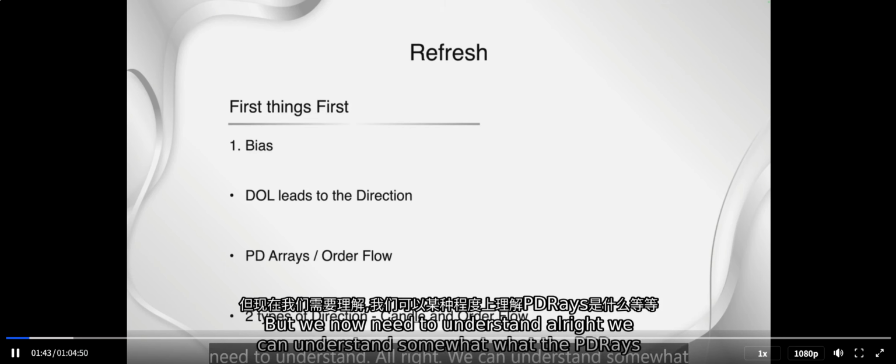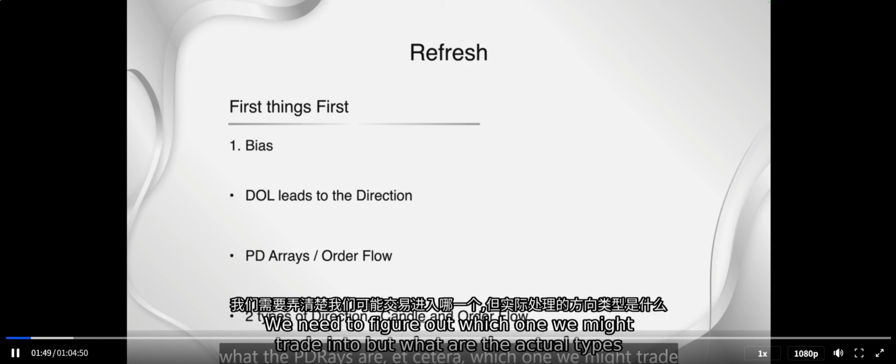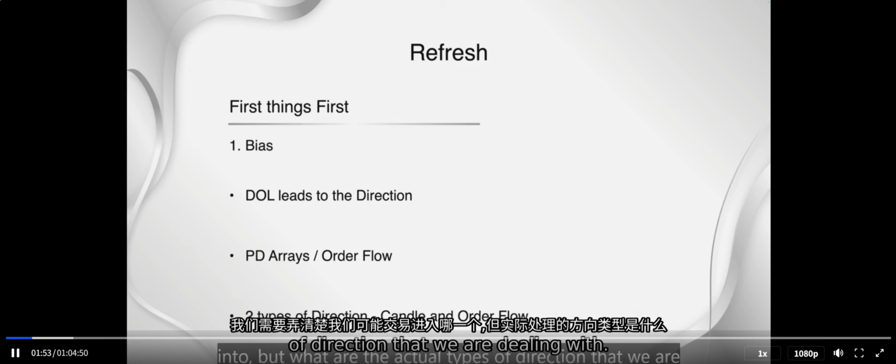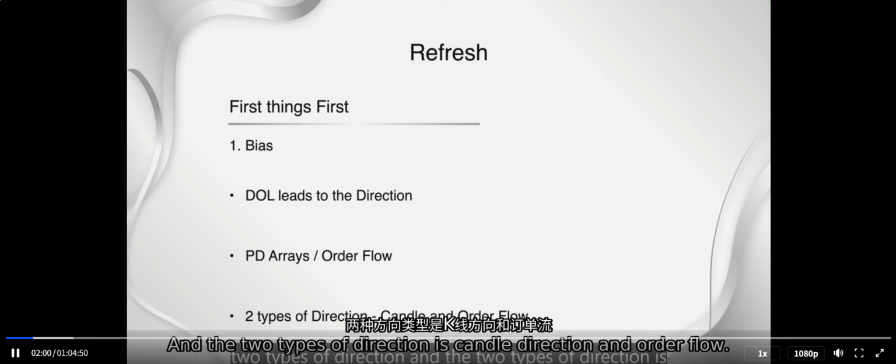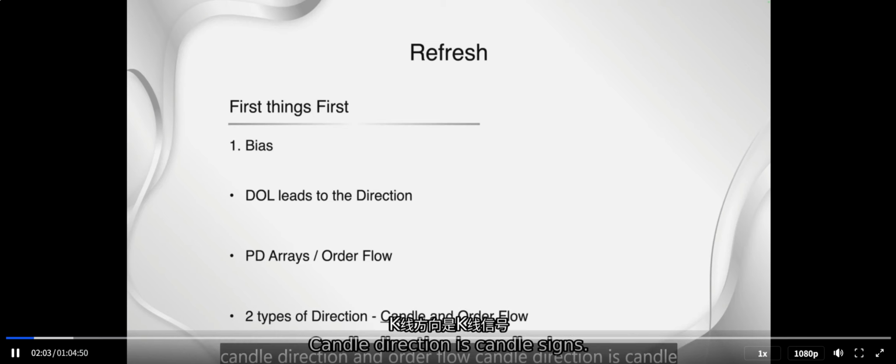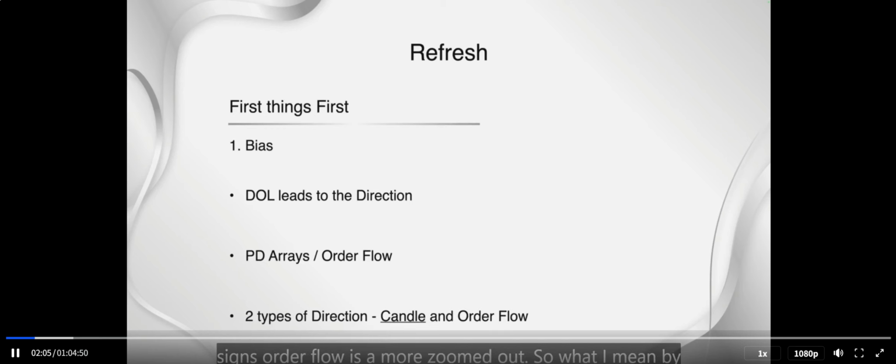But we now need to understand, all right, we can understand somewhat what the PD rays are, etc., which one we might trade into, but what are the actual types of direction that we are dealing with? Which is where we need to understand the two types of direction. And the two types of direction is candle direction and order flow. Candle direction is candle signs. Order flow is a more zoomed out.